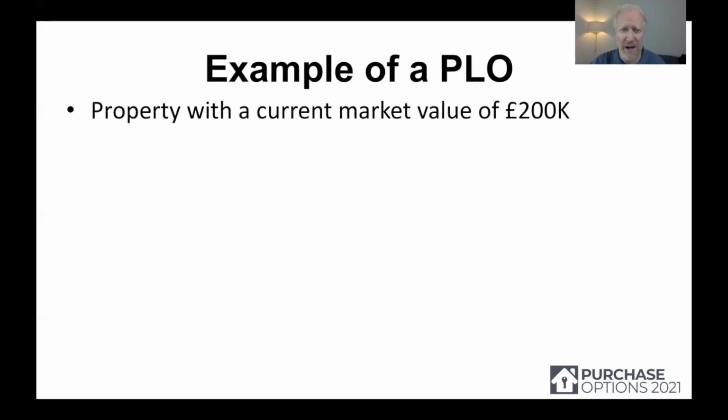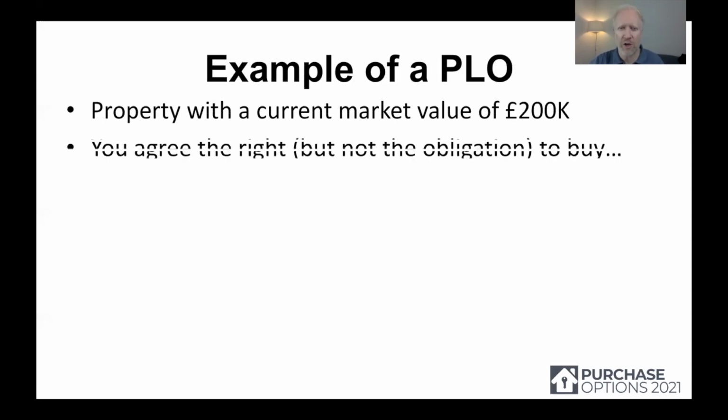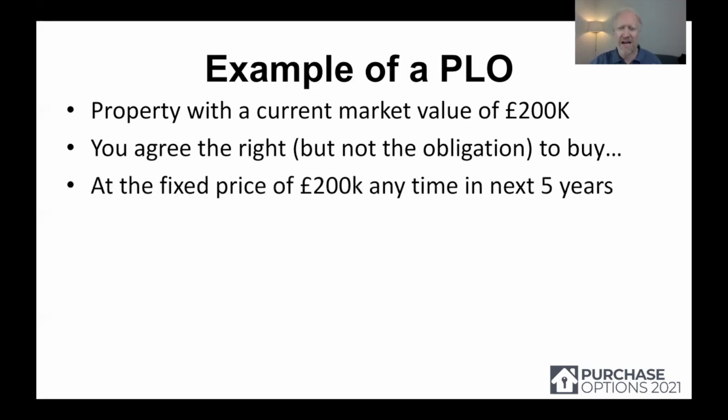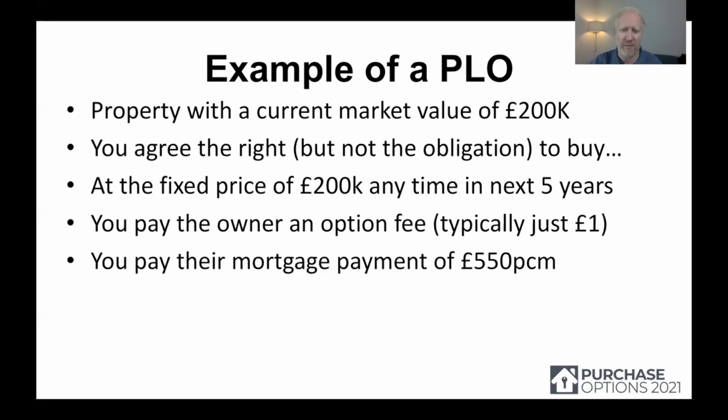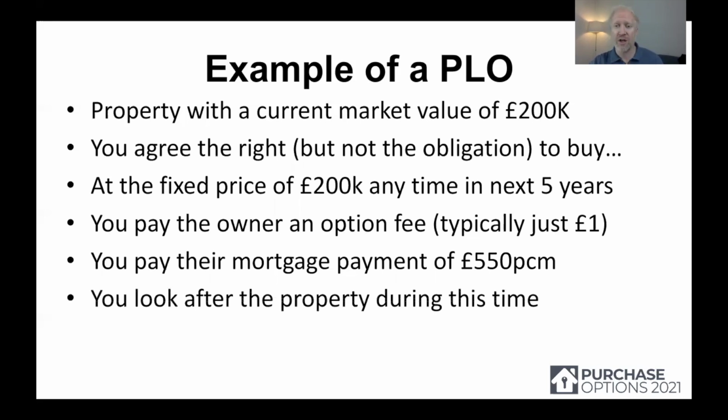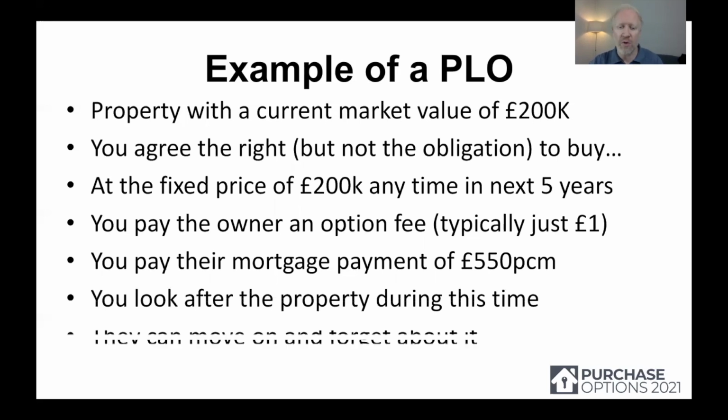So let me give you an example of a PLO. So let's say you agree to buy a property at full market price of, say, £200,000. And you've got the right, but not the obligation to buy that anytime in the next 5 years. Now, you pay the owner that option fee, typically £1. It might be a lot more, but let's say it's just £1. And then you take on their mortgage. Now, the mortgage stays in the owner's name, the property stays in the owner's name, but you make the payments for the mortgage. You're babysitting, you're looking after that mortgage for them. That means that you get to use and look after the property, and the owner can go off and forget about the property and carry on with their life.